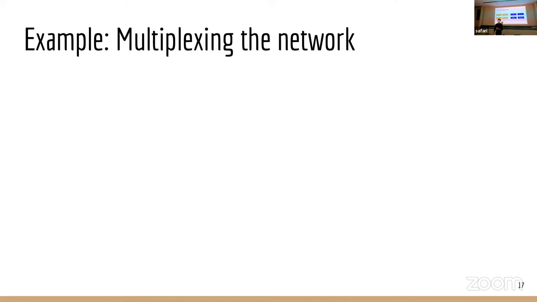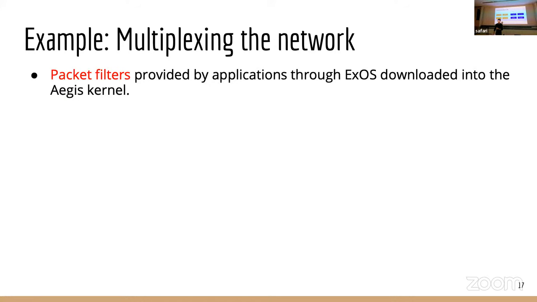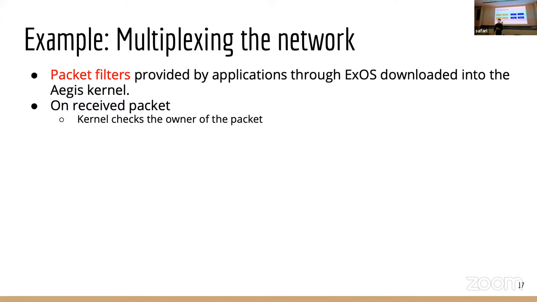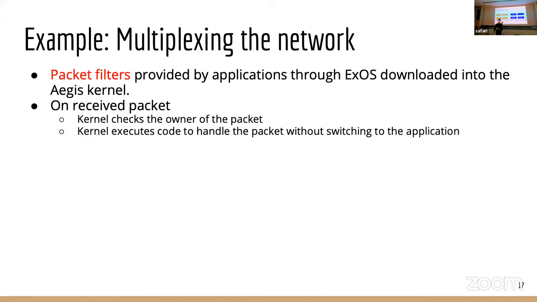So we have seen how processes can bind to physical resources pretty safely, and this idea can also be extended to the network through the idea of packet filters. Packet filters are simple bits of code that are provided by the applications through the library operating system, and then are downloaded into the IGES kernel. On a received packet, IGES checks the owner of the packet and then executes code to handle the packet without switching to the application, which, as you can imagine, is very fast because the application does not need to be scheduled for the packet to be processed.